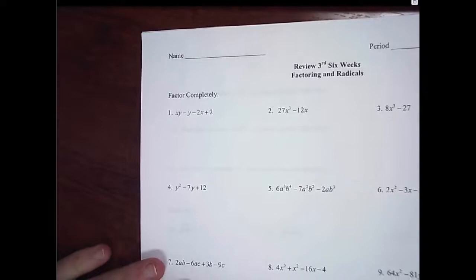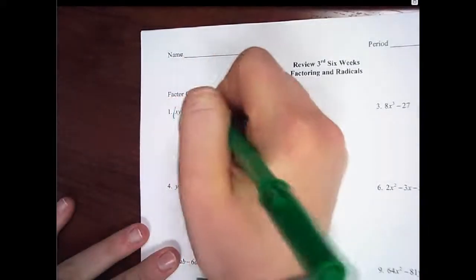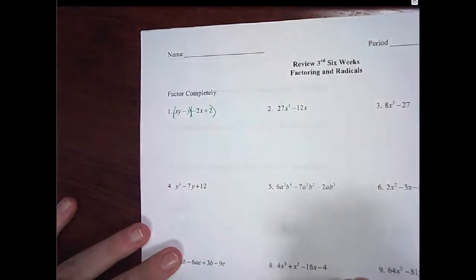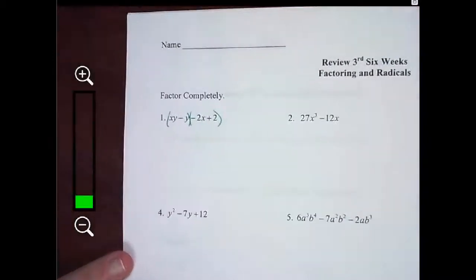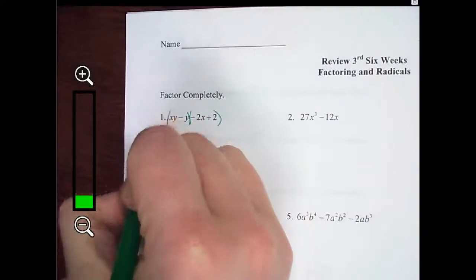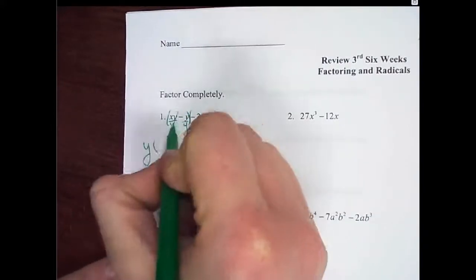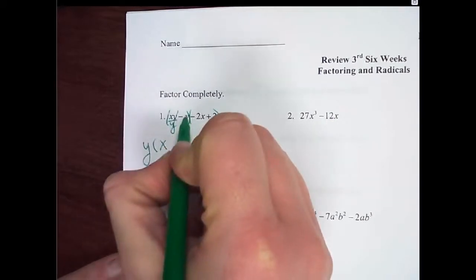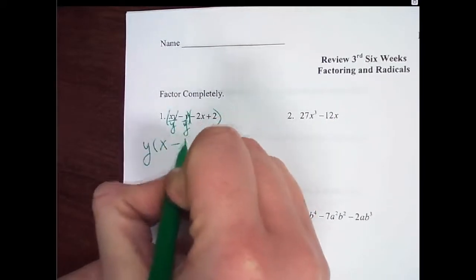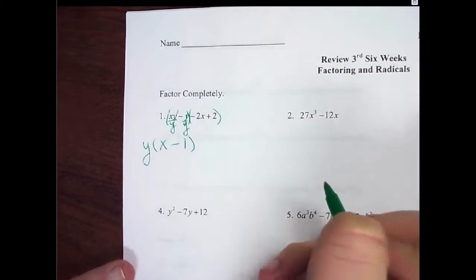Okay, number 1, factoring completely. So this is a 4-term. So I'm going to group the first 2 together and group the second 2 together. And I want to take out what's common on the first one. So I see that there's a y in common, which means I'm going to divide each one by a y. These y's cancel and I'm left with an x. These y's cancel, but it's not 0. There's still a -1 there. So make sure that you see that.